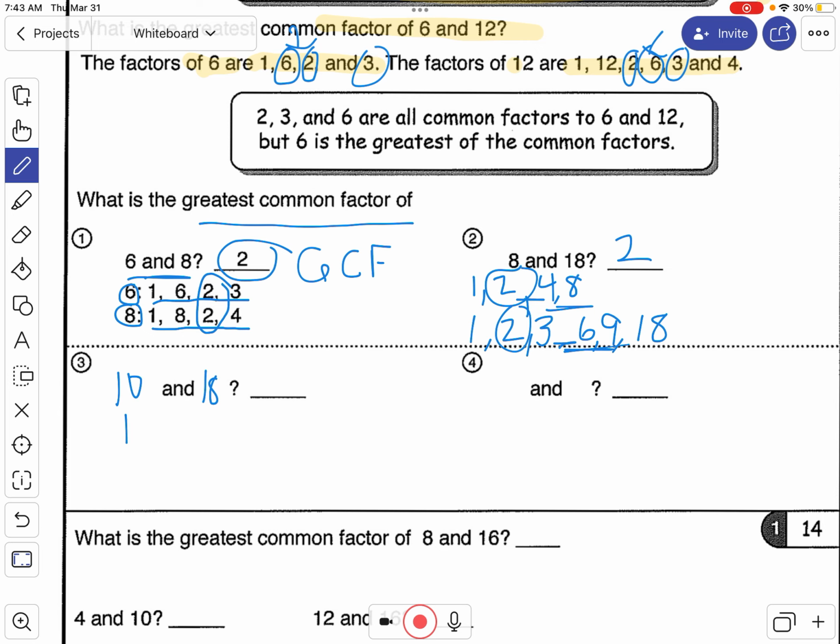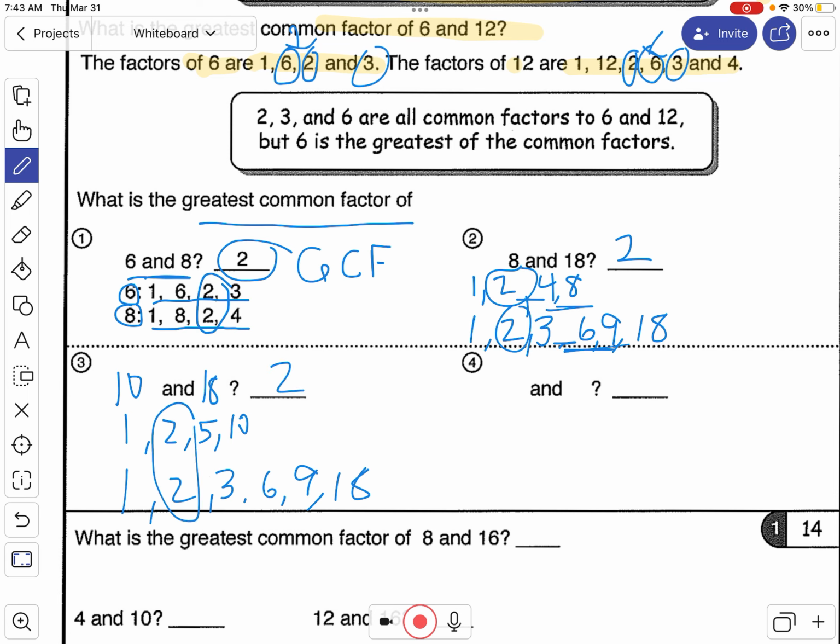So the factors of 10 are 1 and 10, 2 and 5. Factors of 18 we just did: 1 and 18, 2 and 9, and 3 and 6. Don't forget those commas. The biggest number in both lists, once again, is a 2.